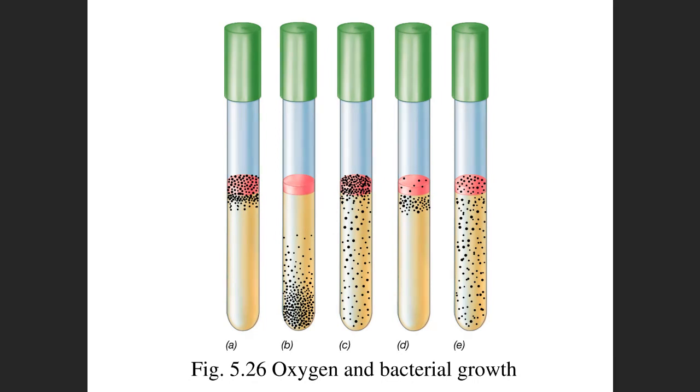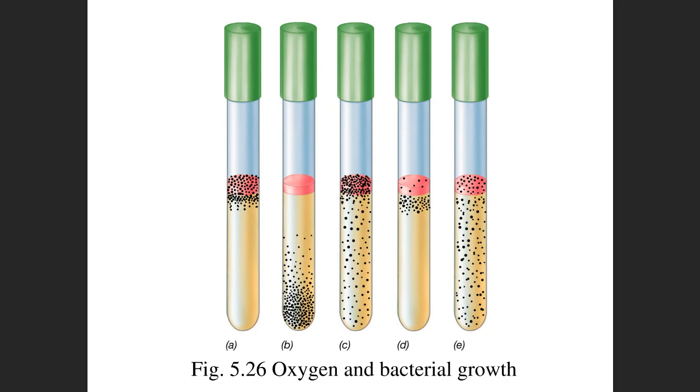So let me explain. These tubes contain agar. So these are solid, not liquid. These are solid. And what they did here is they mixed bacteria into solid agar and then poured it into this tube and then put a nutrient layer on the top to seal it. And then they let them grow. And so after the incubation, you can see colonies.